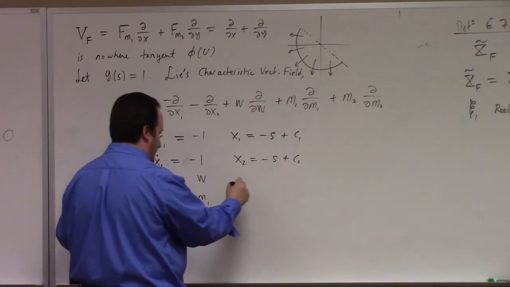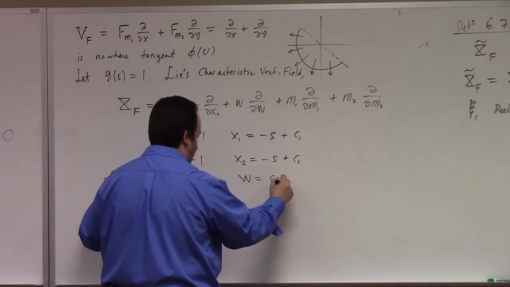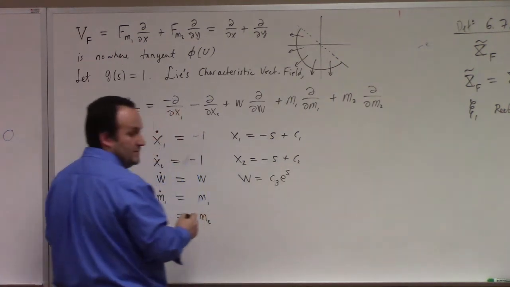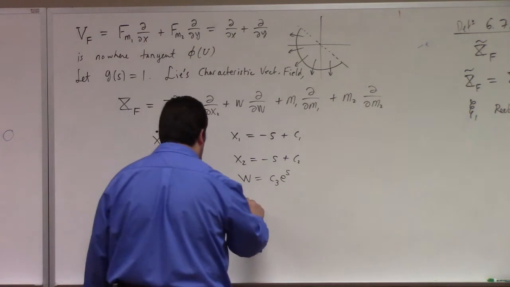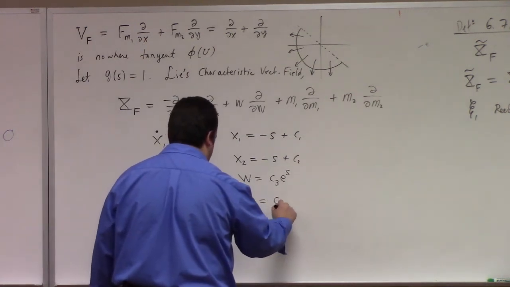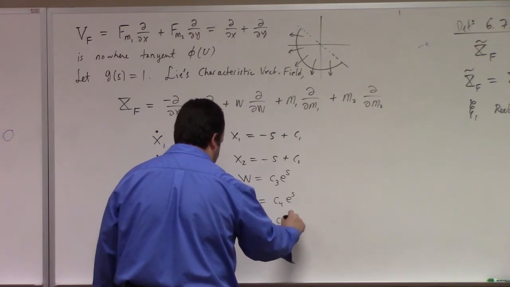This has w equal to, say, c3 e to the s, right? Because that's an exponential, and likewise for the m's. M1 is c4 e to the s, M2 is c5 e to the s.